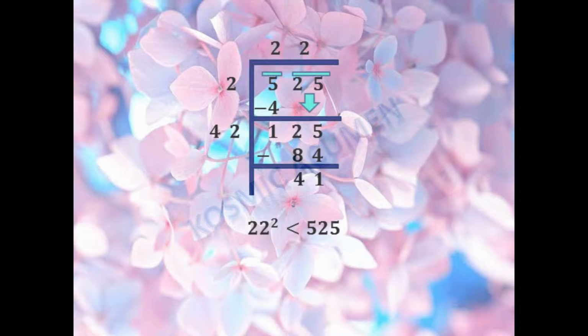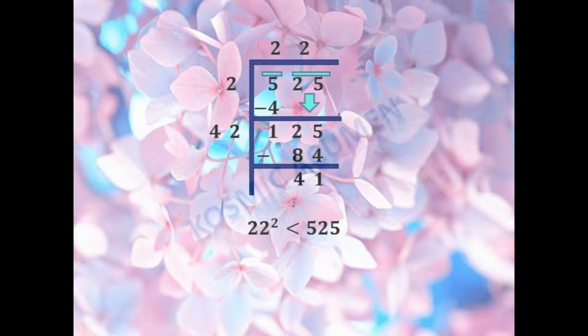Next we see that 2 multiplied by 2 will give you 4. We subtract 4 from 5, we have 1. Then we bring 2 5 of the second bar down. I have a number 125 now. I'm also adding 2 and 2 and I have 4. I see that 42 multiplied by 2 will give me 84. When I subtract 84 from 125, I get 41.